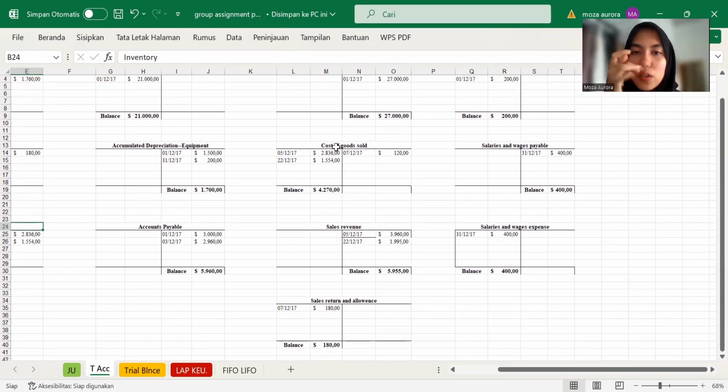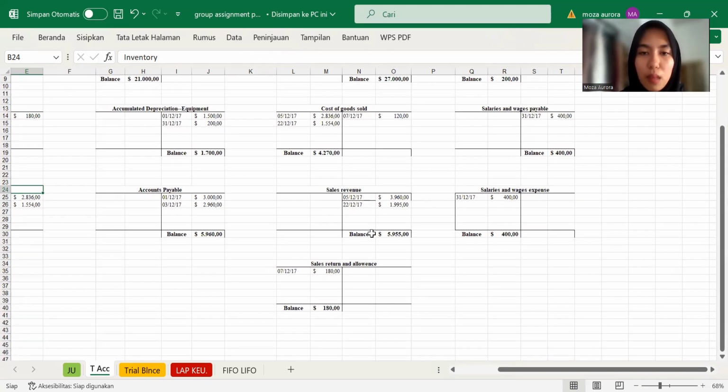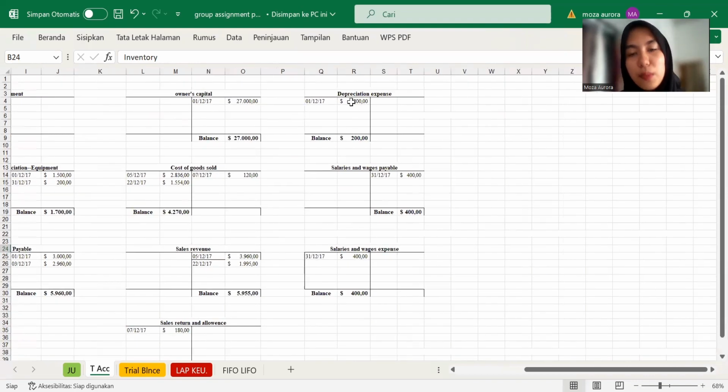And the next one is cost of goods sold. We get a balance on the debit side of $4,270. Sales revenue on the credit side is $5,955. And sales return and allowance, we get a balance on the debit side of $180. And next one is the depreciation expense. On the depreciation expense, we get the balance on the debit side of $200.